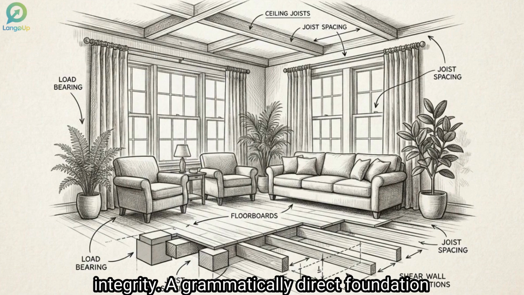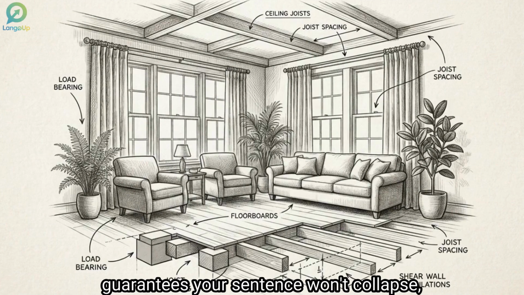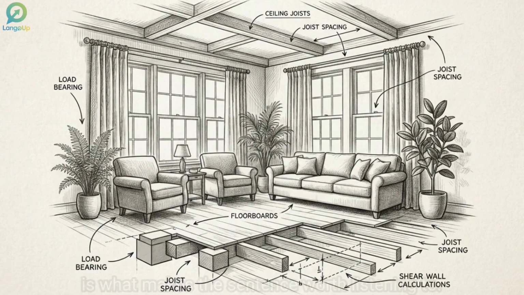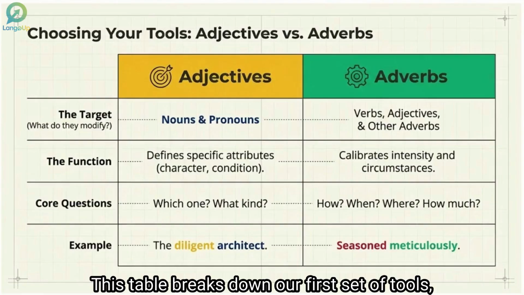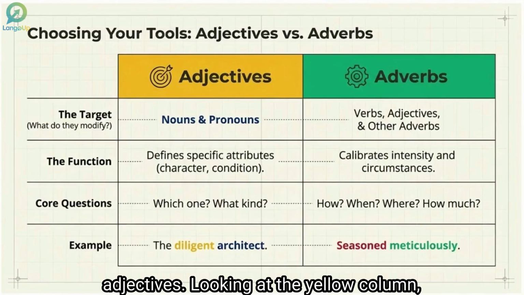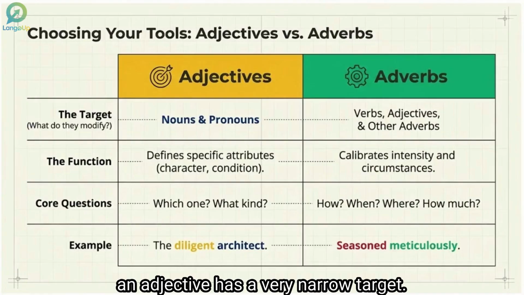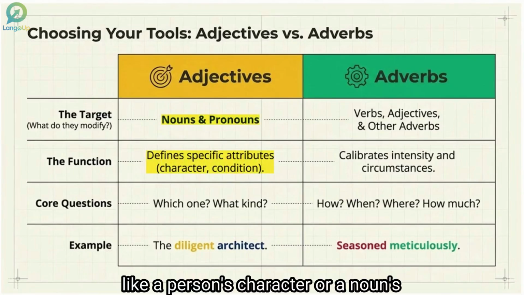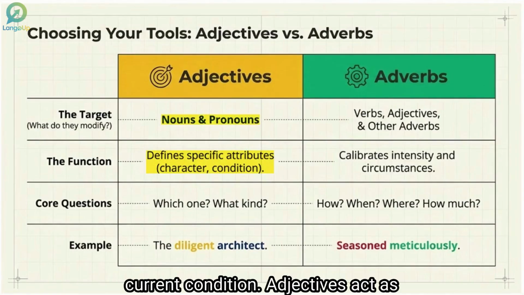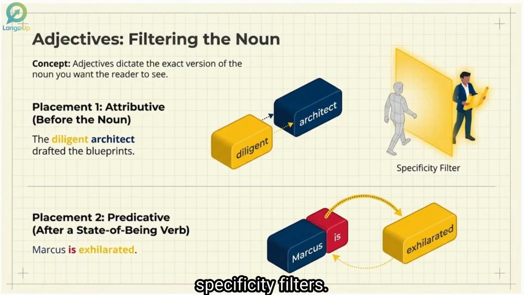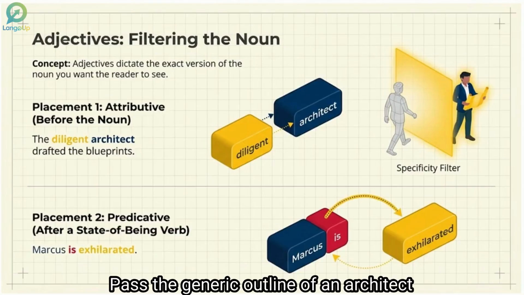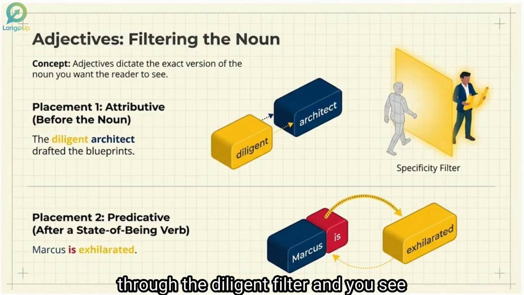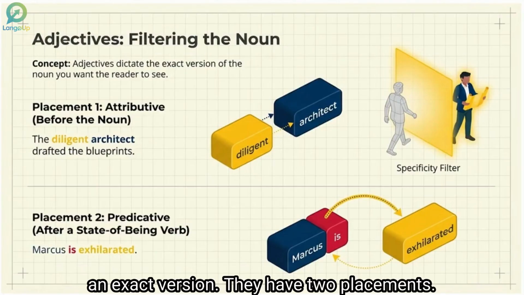A grammatically correct foundation guarantees your sentence won't collapse, but your deliberate choice of decorations is what makes the sentence worth listening to. This table breaks down our first set of tools, adjectives. Looking at the yellow column, an adjective has a very narrow target. It only modifies nouns and pronouns. Its entire function is to define specific attributes, like a person's character or a noun's current condition. Adjectives act as specificity filters. Pass the generic outline of an architect through the diligent filter, and you see an exact version.